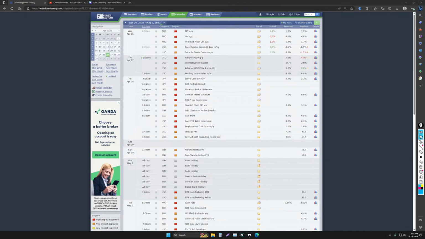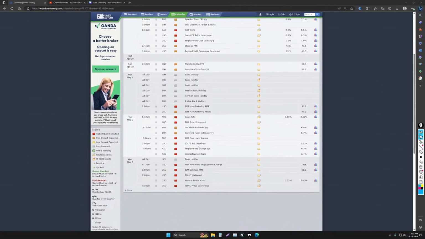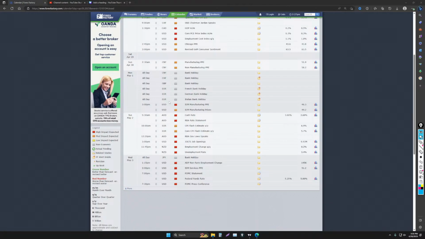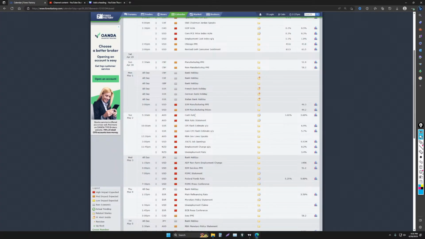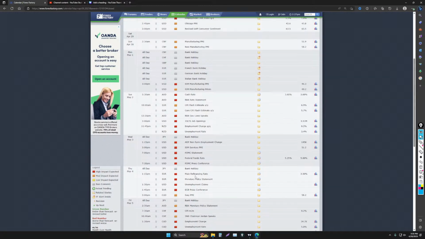We got GDP for the Canadian, core index, and what do we got next week? I know Monday's a holiday in Europe in a lot of places. And China. Monday's a holiday in a lot of places. Oh, Aussie cash rate. So yeah, yesterday was CPI for the Aussie, and then next week is cash rate. We got a bunch of news next week. Oh, FOMC, here it is, next Wednesday.